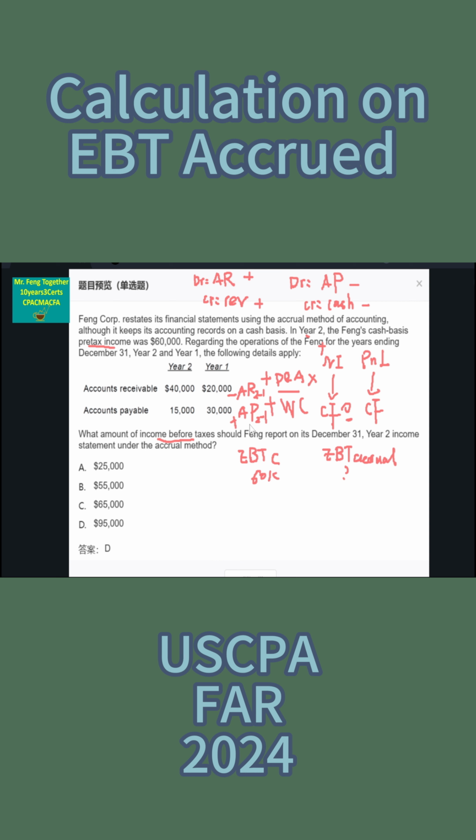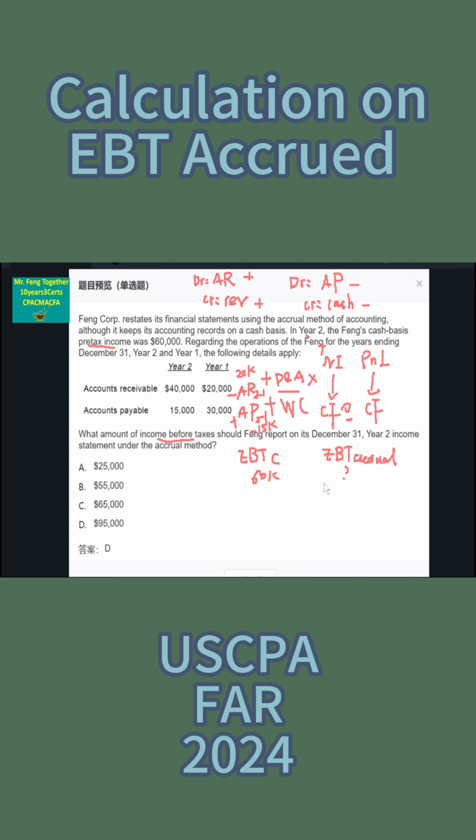Since we have the plus and the minus sign, now we give it a number. For the AR, year 2 minus year 1 is 40 minus 20, which is 20k. For the account payable, year 2 minus year 1 is negative 15k.